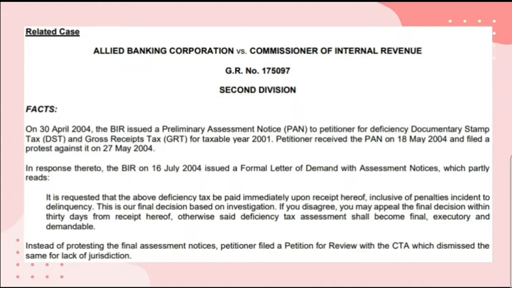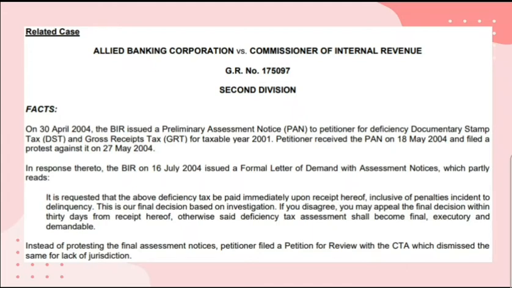Following the denial of the motion for reconsideration with the CTA division, the petitioner did not stop there, in which he still appealed the dismissal to the CTA en banc, which also denied the petition for review as well as the motion for reconsideration. The CTA en banc declared that it is absolutely necessary for the taxpayer to file an administrative protest in order for the CTA to acquire jurisdiction, and although there are exceptions to the doctrine of exhaustion of administrative remedies, the instant case does not fall in any of the exceptions, which means that the case of Allied Banking Corporation does not fall under the CTA's jurisdiction.